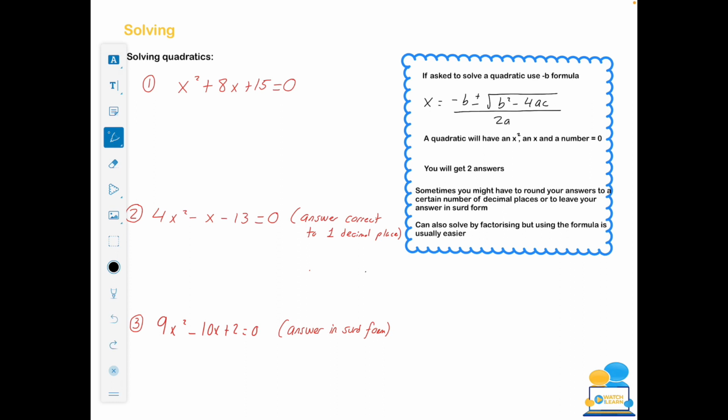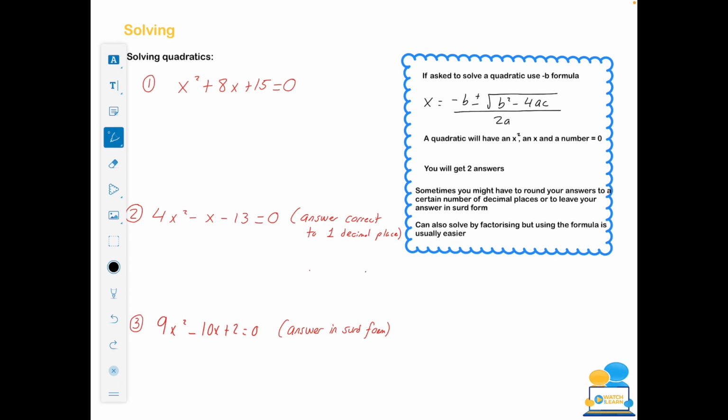When you're asked to solve a quadratic, so anything with an x squared, an x, and a constant, you always use the minus b formula. This formula here looks kind of scary to use, but it's absolutely fine, and it's super easy to find, so you don't need to learn this off. It's actually on the cover of the formula book you are given in the exam, so you don't even need to find the right page.